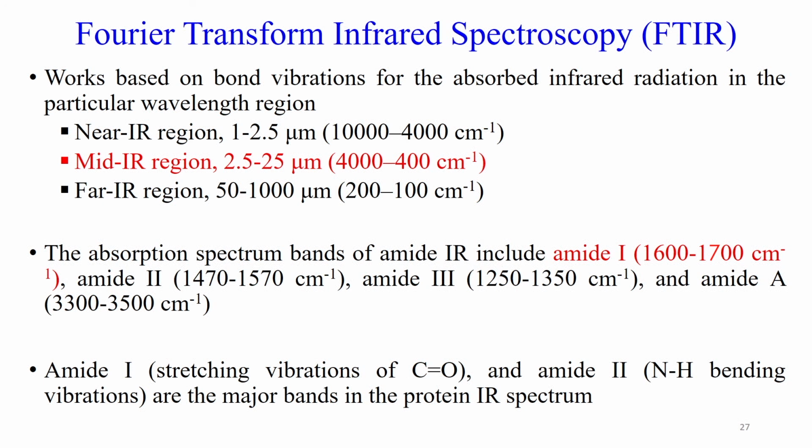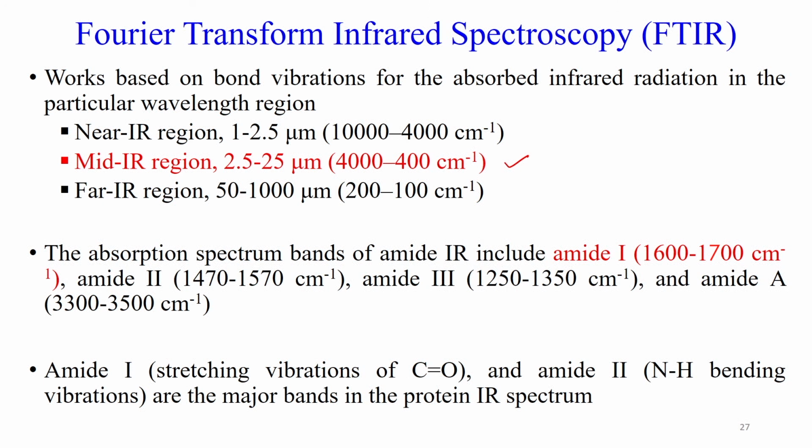We work with three regions: near IR, mid IR and far IR. The wavelength for near IR is 1 to 2.5 micrometer, for mid IR 2.5 to 25, or even up to 50 micrometer, and for far IR 50 to 1000 micrometer. Typically, when we use FTIR for proteins or biomacromolecules, we go in the mid IR range, with wave number in the range of 400 to 4000 centimeter inverse, or wavelength 2.5 to 25 micrometer.